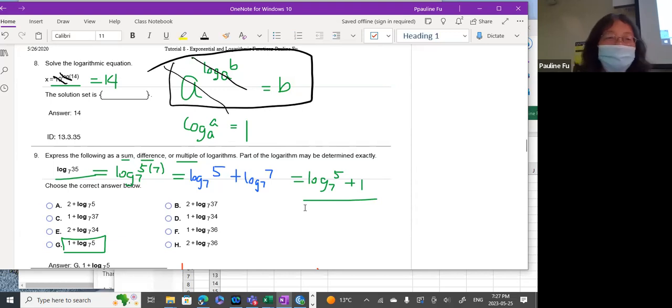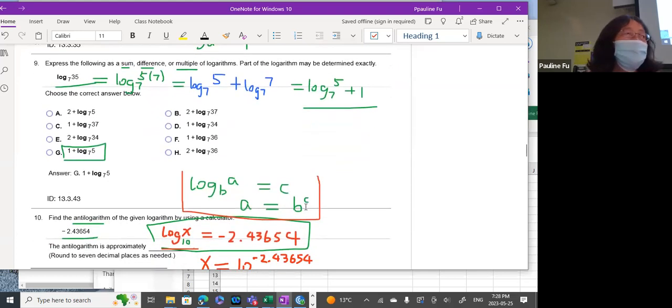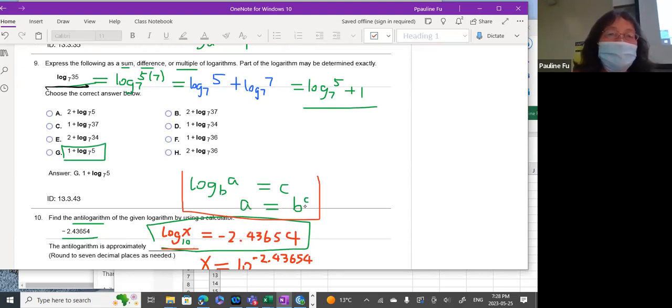So we move to question 9. Question 9, express the following as a sum, difference, or multiple of logarithms. Part of the logarithm may be determined exactly. So log 7 of 35. So 35 is 5 times 7. And then it becomes log 7 of 5 plus log 7 of 7. Log 7 of 7 is 1. Okay. So this is the correct answer. There are some properties you need to remember that will benefit your calculation. For example, log a of a is 1. Okay, this is log 7 of 7, it is 1.